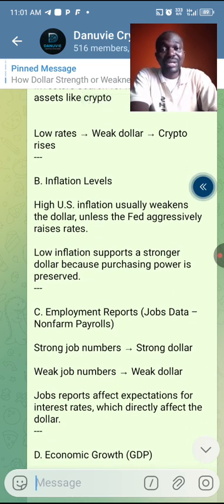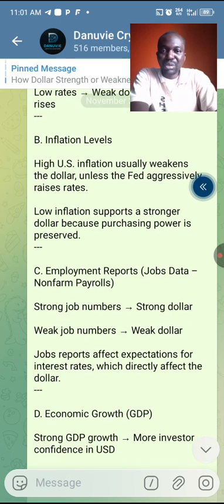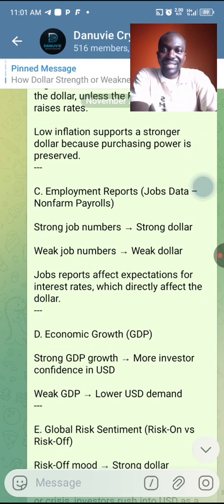Now, high US inflation levels usually weaken the dollar unless the Fed aggressively raises rates, like we've already said in the previous point. So low inflation supports a stronger dollar because purchasing power is preserved. Exactly. Now, I think that is self-explanatory.